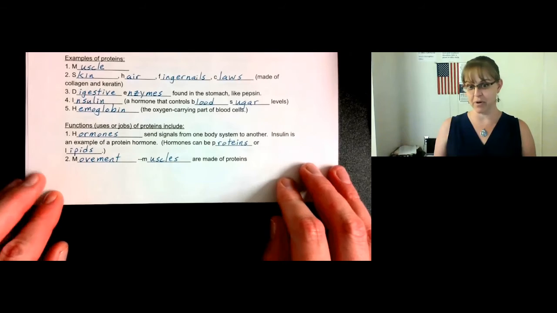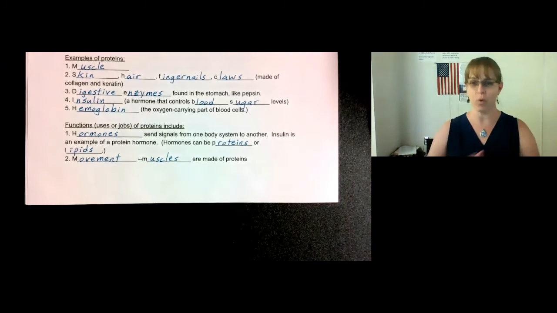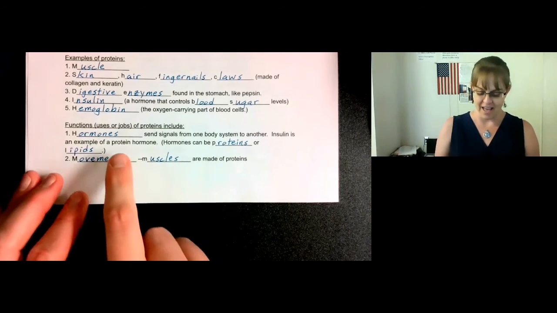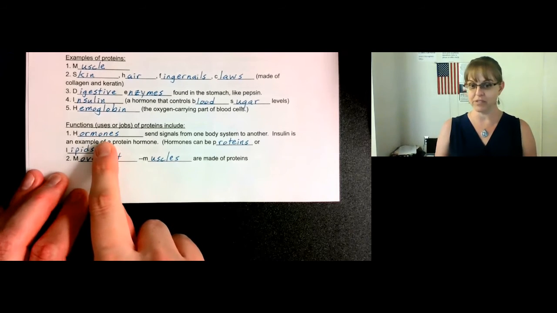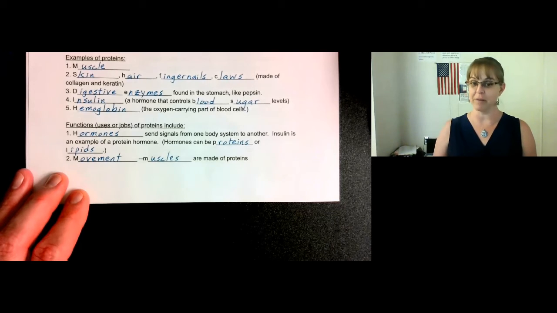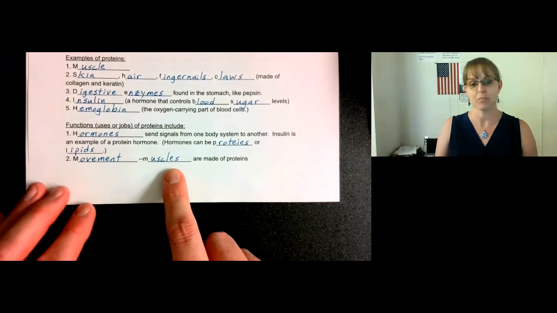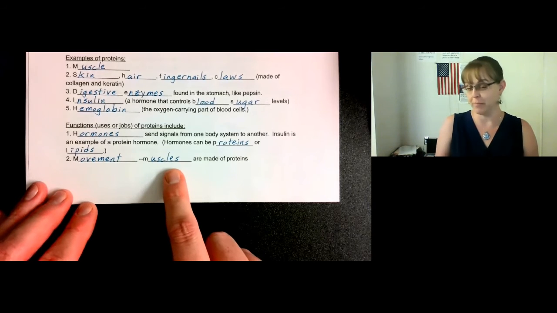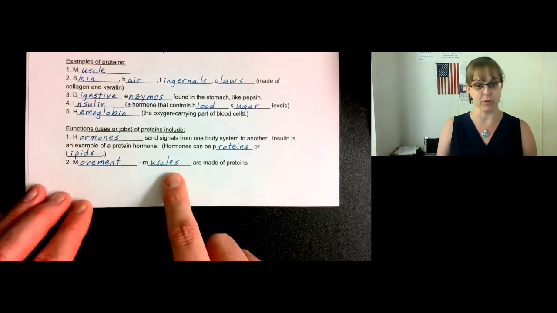Now, jobs of proteins include all sorts of random stuff. So if you're not sure what something is made of and it's got this random job and it's not quick energy and it's not storing energy, then it's probably a protein. So, for example, hormones send signals, and remember, some hormones are proteins, some are lipids. Proteins are used for movement. Your muscles are made of protein and they help your body move.